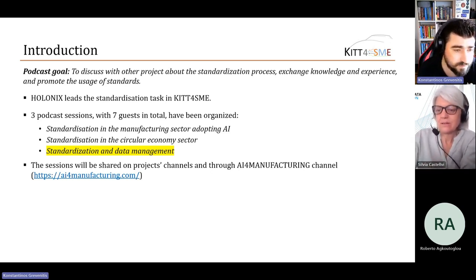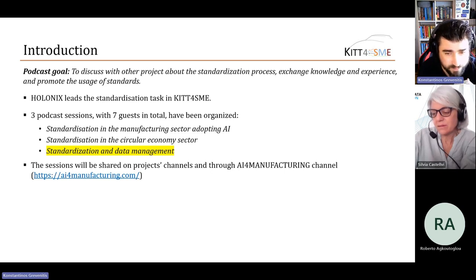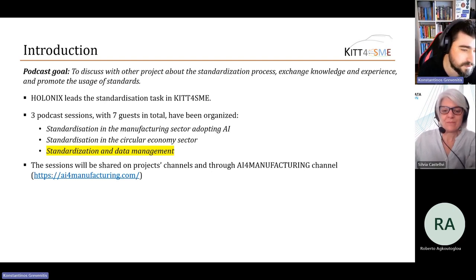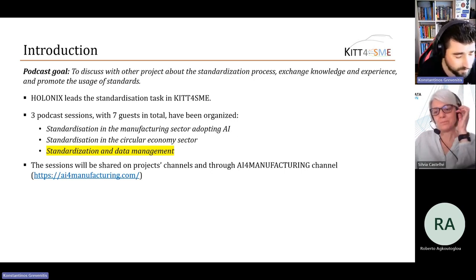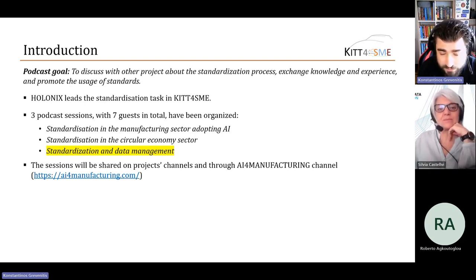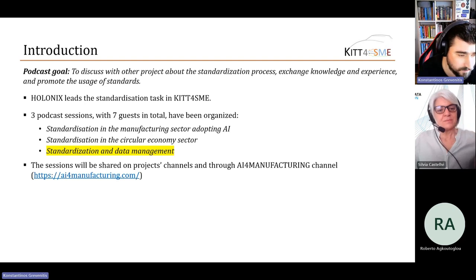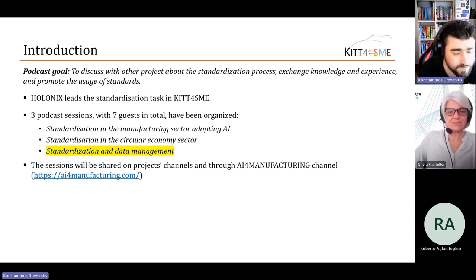The first one was standardization in the manufacturing sector adopting AI solutions. The second one was standardization in the circular economy sector. And the third one, the current one, is standardization and data management. In these three podcasts, we have had 7 guests. So if you want to listen to our podcast and get the knowledge that was shared with us, you can visit the a4manufacturing.com or the project's websites in order to have access to the podcast sessions.